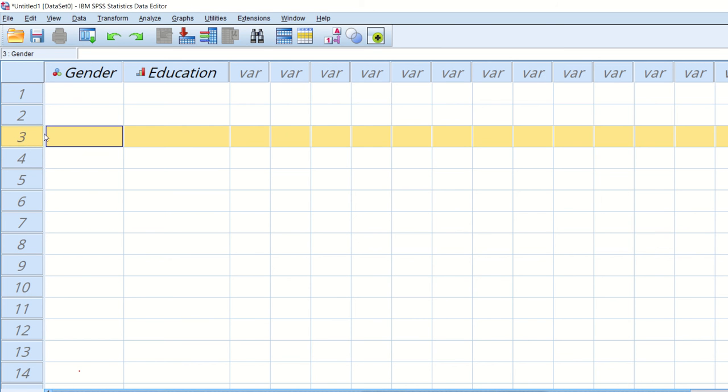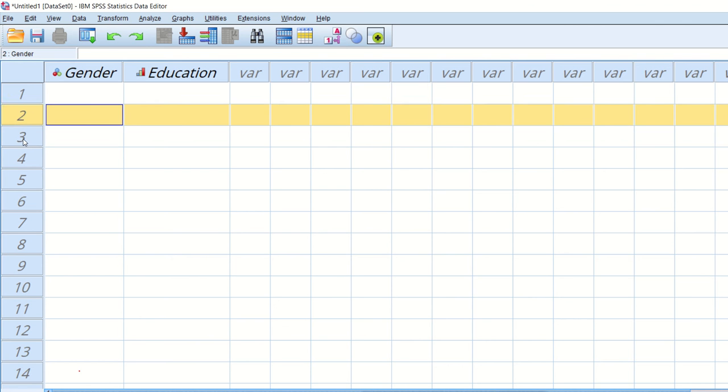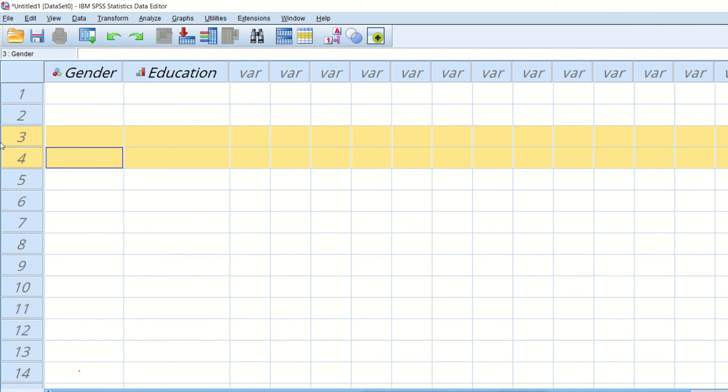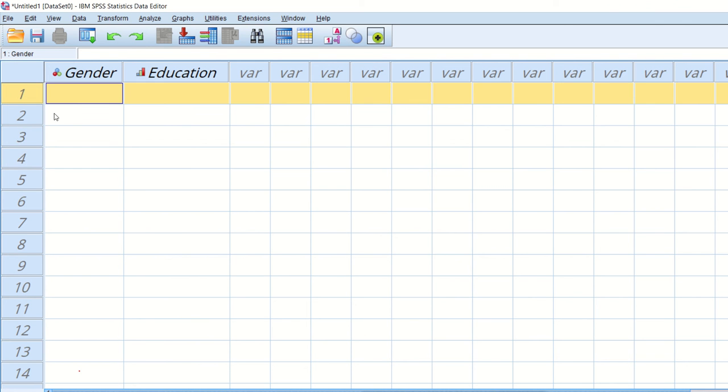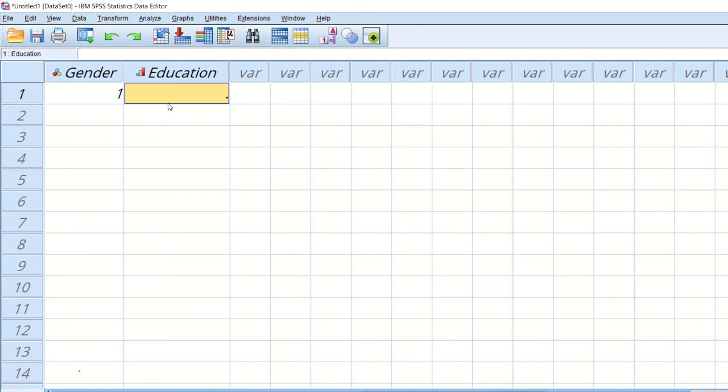Or if we are talking about our doctors, first doctor, second doctor, third doctor, fourth doctor, these are just the number of participants in our study. So each row represents a participant. This is just an example. I write 1, 1 here, I write 2, 3 here. This is just an example.